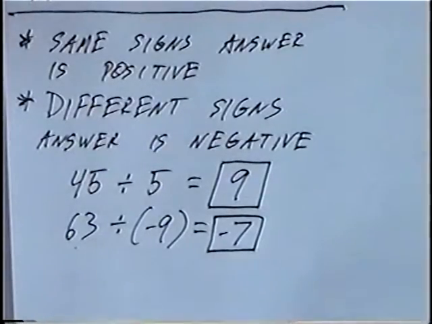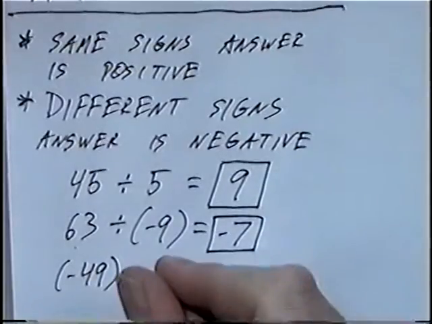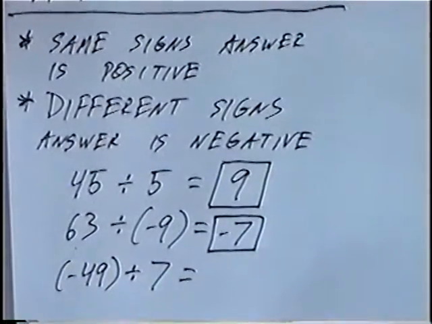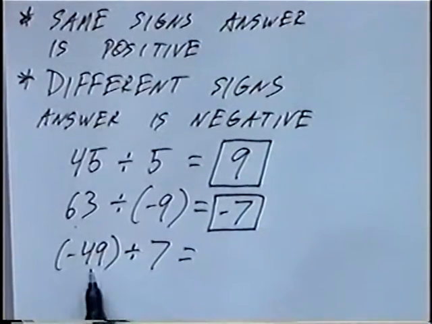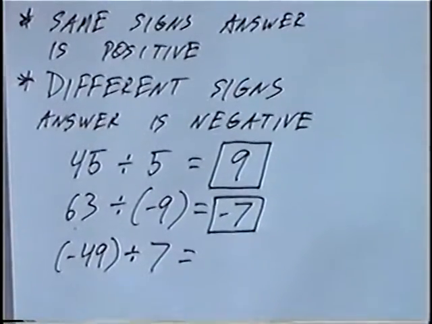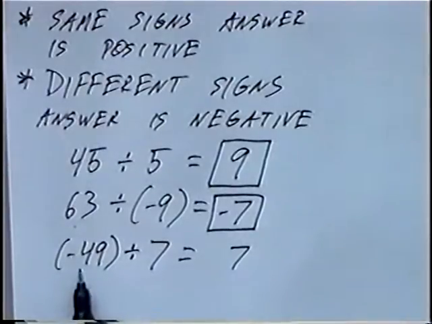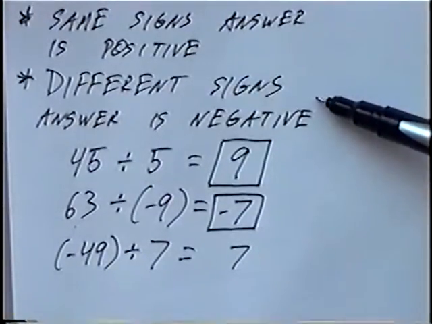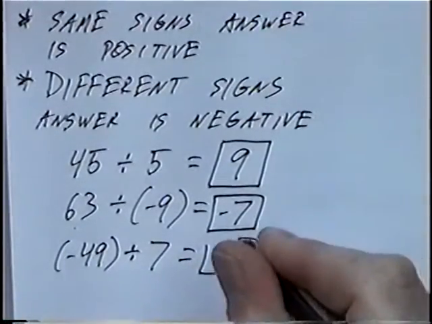Third question, in parentheses, negative 49 divided by 7. Again, divide the two numbers, 49 divided by 7 would be 7. And we have one negative number, one positive number. Different signs. If you have different signs, the answer is always negative. Negative 7.